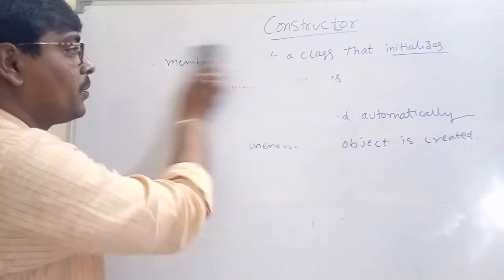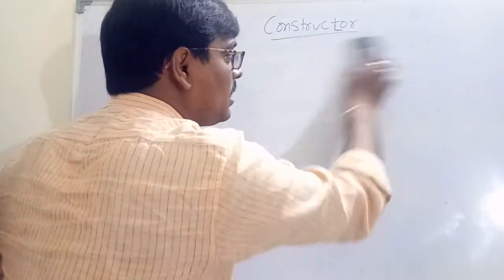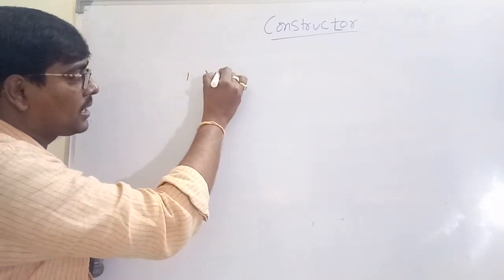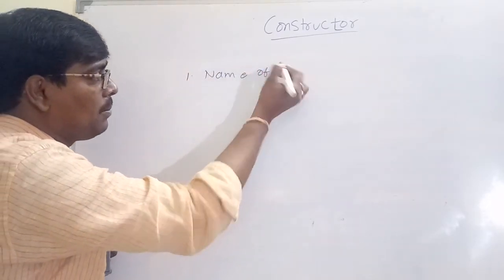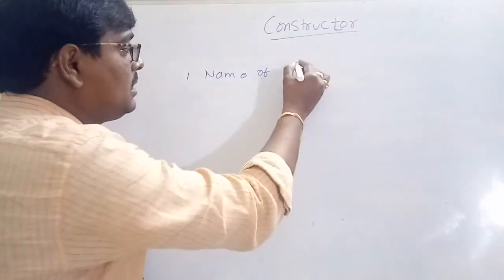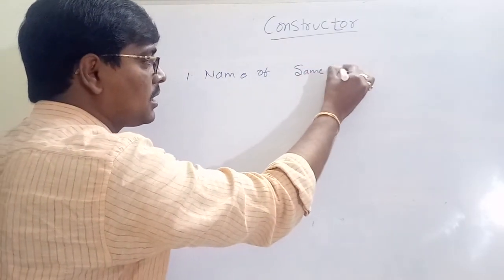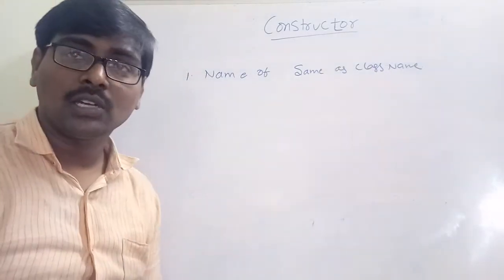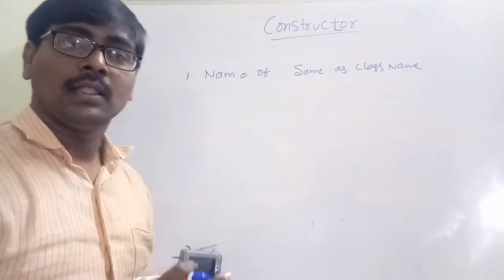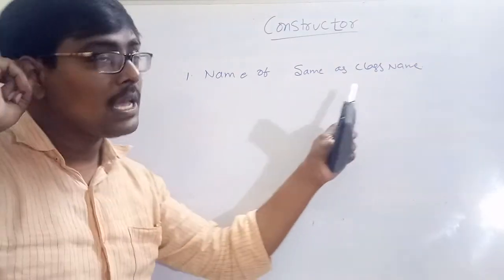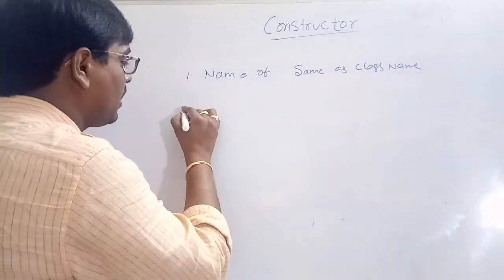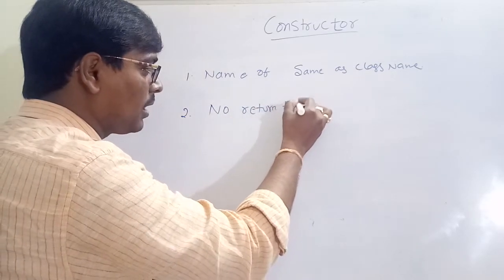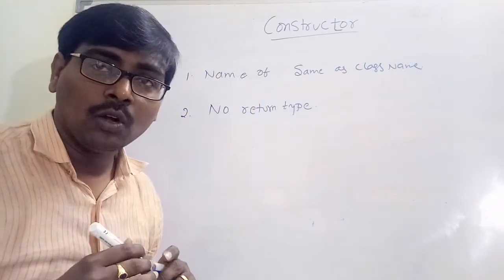And before that, a constructor has some properties. What are the properties? That is, the characteristics. The name of the constructor is the same as the class name. A constructor looks like a member function, but the name is the same as the class name, and the constructor does not have any return type. No return type.